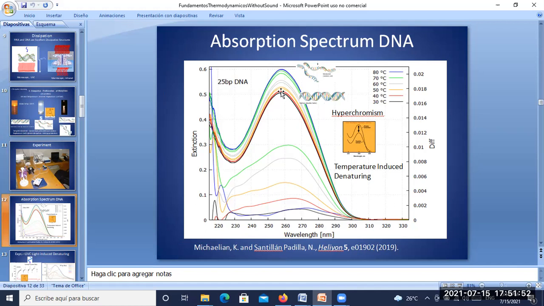So at the bottom here, at the cold temperatures, we have double strand DNA. And at the hot temperatures, we have single strand DNA. We get this hyperchromic effect because the bases are wide open. It's like unfolding an umbrella. We can absorb more light.